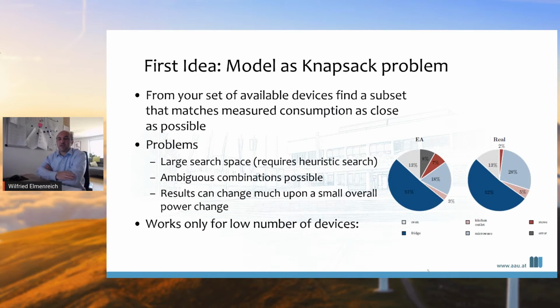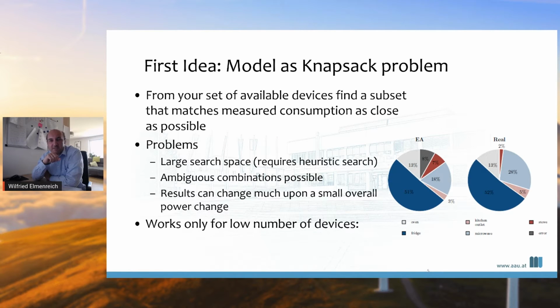So how can we solve this problem? Now we are getting into the algorithms and the AI part. A simple approach would be to model the problem as a knapsack problem. So basically, we know the power for each of the appliances. Then we just look which appliances need to run in order to explain the power that is currently measured. The problem there is that we have a really large search space, which requires heuristic search. So we already have a nice possibility for implementing some AI methods and heuristic search methods.